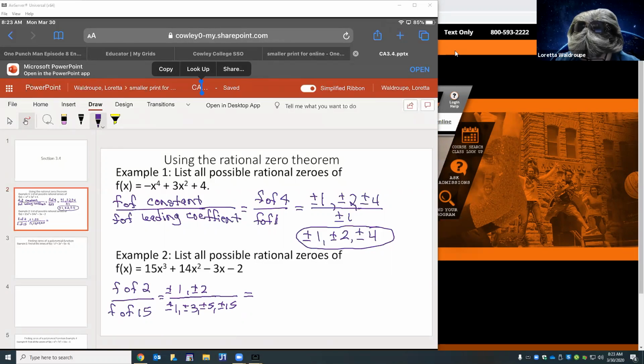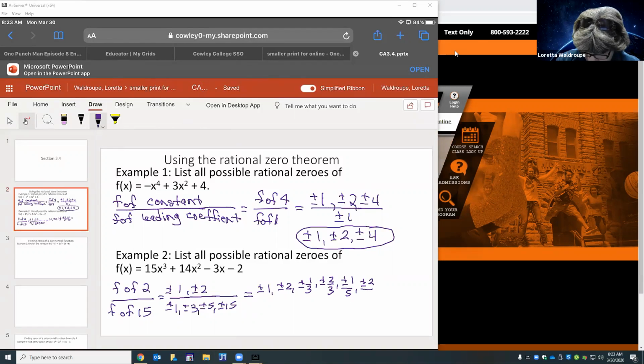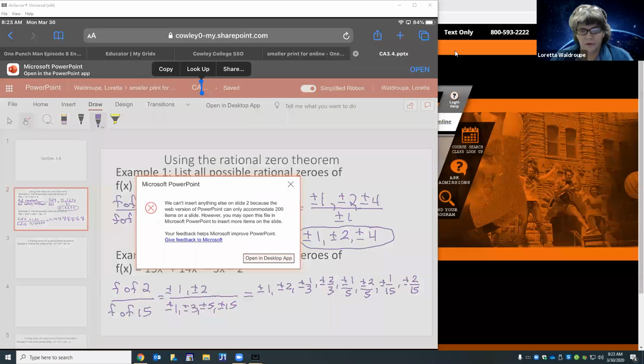1 divided by 1 is 1. 2 divided by 1 is 2. 1 divided by 3 is 1/3. 2 divided by 3 is 2/3. And then you have 5. So 1 divided by 5, and 2 divided by 5. And then 1 divided by 15, and 2 divided by 15. So there's our possible zeros for that function.